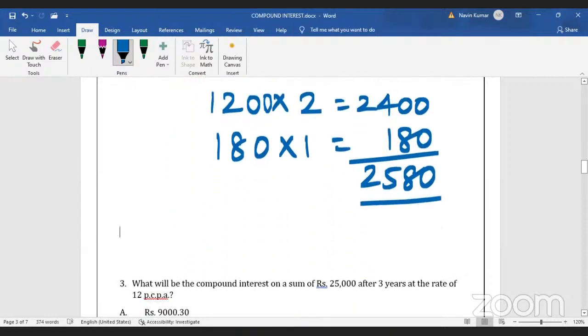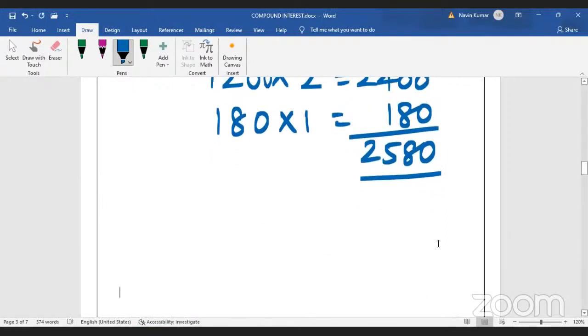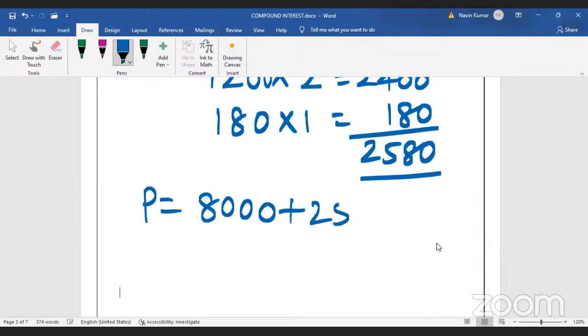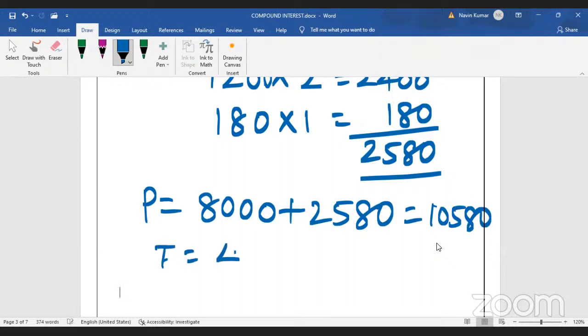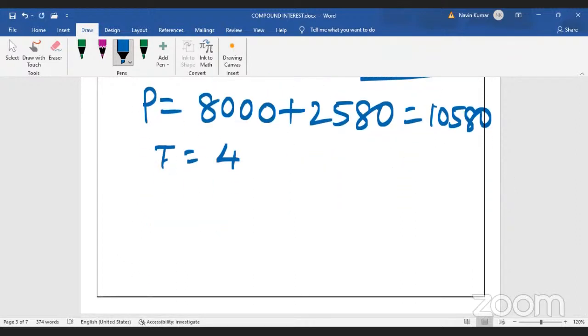So now we are going to find simple interest. So for simple interest, for next 4 months, what will be the principal amount? 10,580. 8,000 plus this 2580. This is the principal amount for next 4 months. Time period is 4 months, that is 4 by 12. Time will be 4 by 12. And what will we take as rate? Rate is 15%. Same thing. Now you find simple interest.